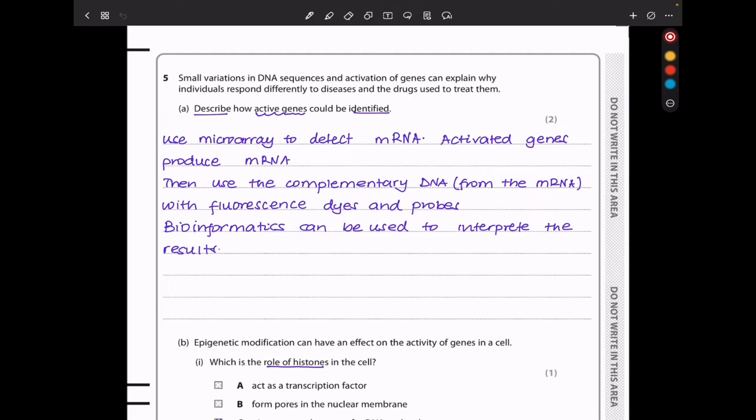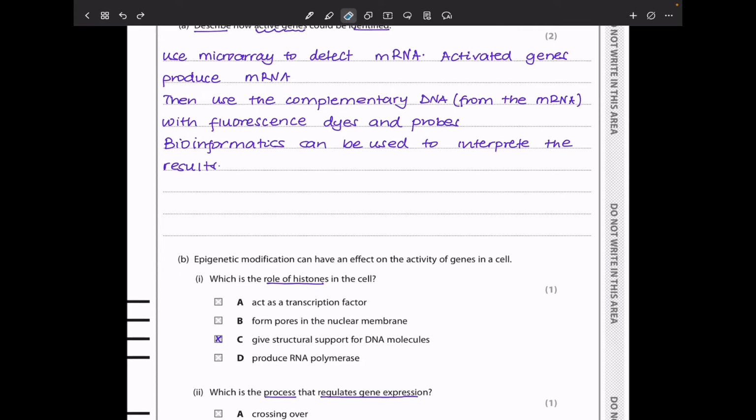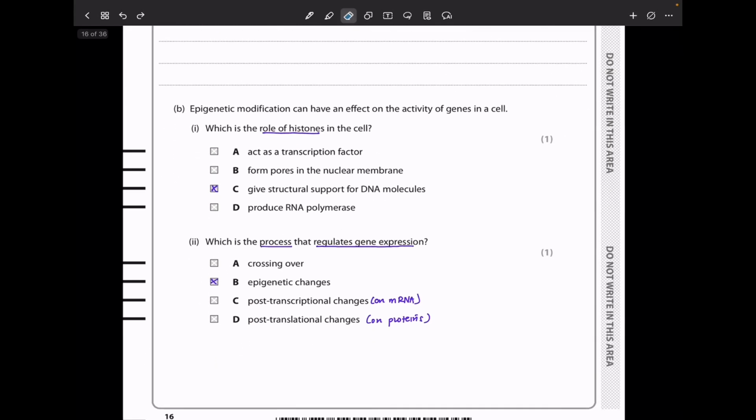And then we can use that to produce complementary DNA. The complementary DNA can be used with fluorescent dyes and probes in a microarray, and we can know which genes are being activated. We can also use bioinformatics to interpret the results.